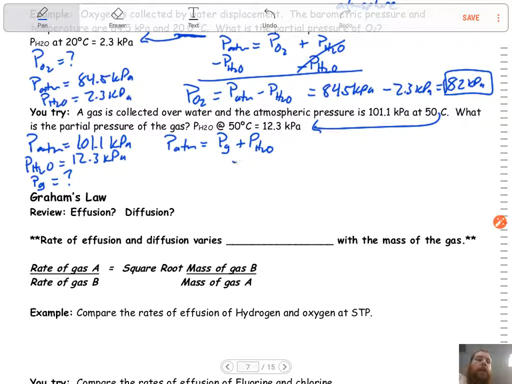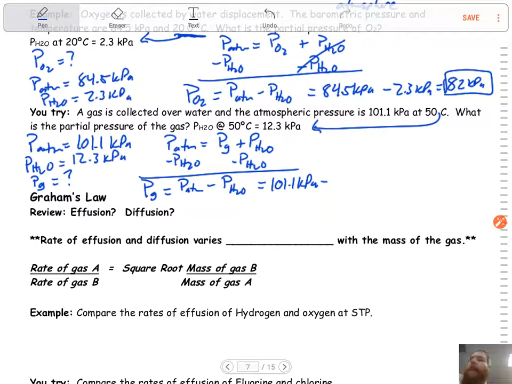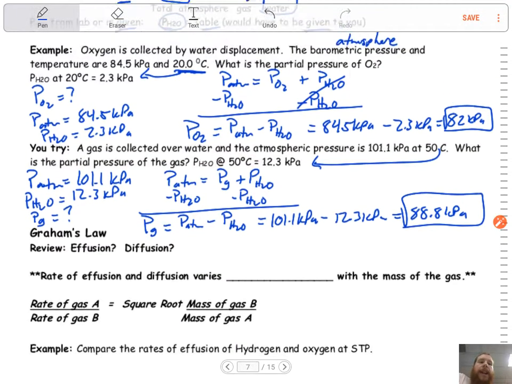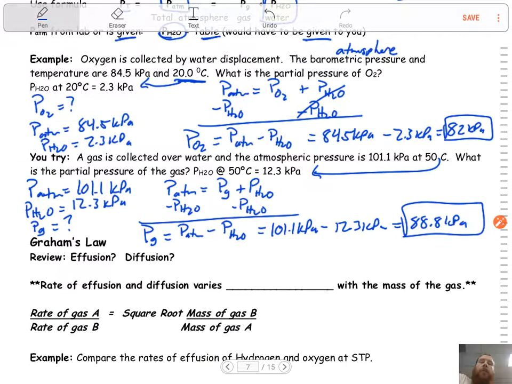I need to get water vapor by itself, so I'm going to subtract it out. So the partial pressure of my gas equals the atmospheric pressure minus the pressure of the water vapor. Pretty straightforward. So that's 101.1 kPa minus 12.3 kPa. Our final answer for the partial pressure of the gas is going to be 88.8 kPa. All right, pretty straightforward. So by writing down what you have, that's going to help guide you to that formula. Now, guys, this is not a formula that is given to you, so it's something just to be aware of.